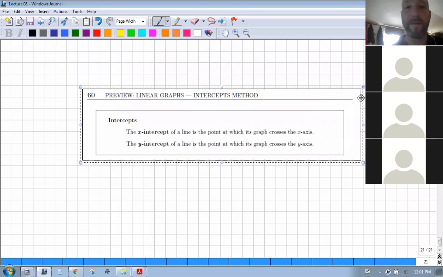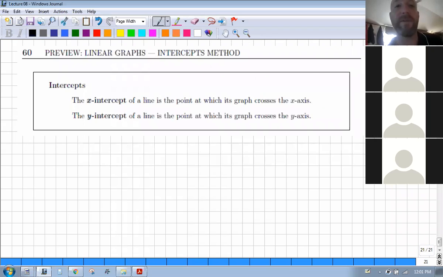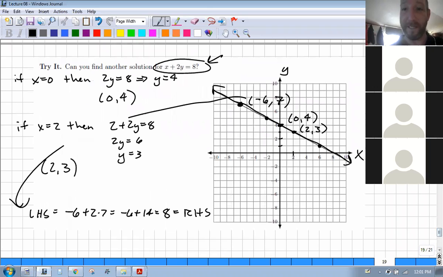All right, intercepts. The x-intercept of a line is the point at which its graph crosses the x-axis. So up here, here's your x-axis, right? This point right here, 8, 0, that's the x-intercept. And here's your y-axis. This point right here, 0, 4, that's your y-intercept.